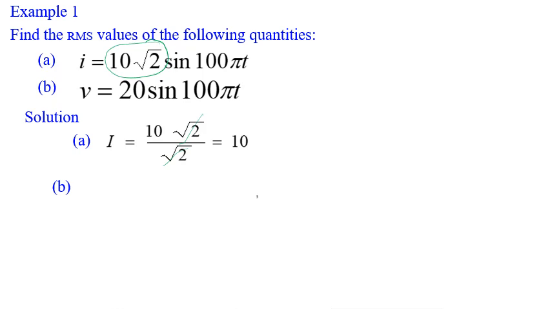And for the B, the maximum value is 20. Then we also divide it by the square root of 2. Then we have an answer of 14.14. So this is how we calculate the RMS value of sinusoidal waveforms.